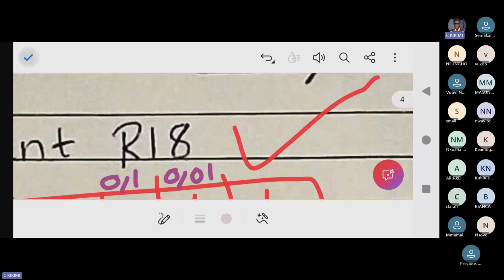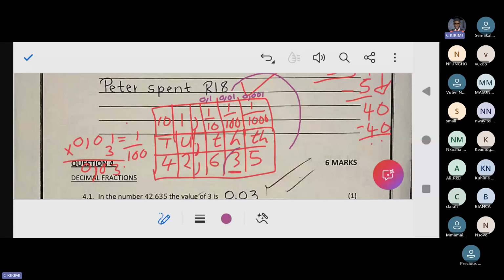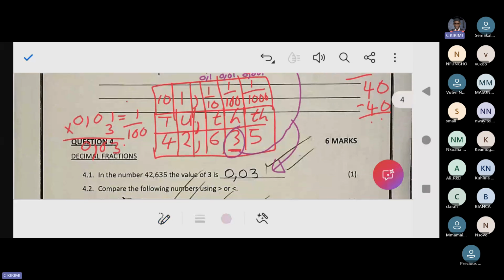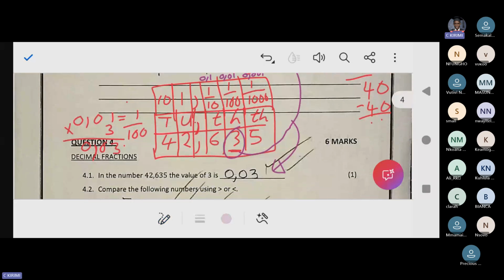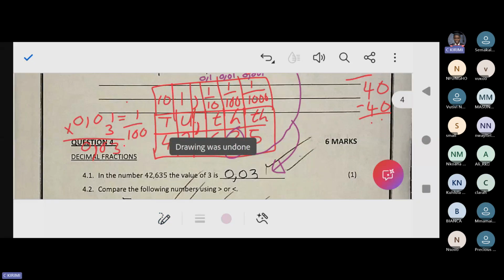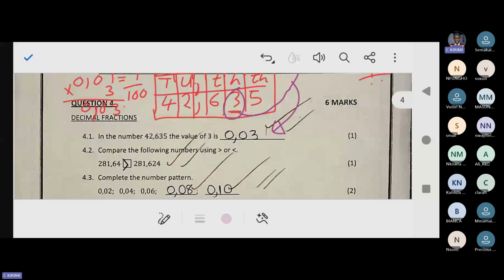So the place value times the digit which is there. So in our case here, you don't want the place value, you want the value. So you multiply that 0,01 times this digit which is here. Then that's why we are getting 0,03. So if it was the value for the 4, you take the place value, it's a 10. So 10 times 4, the value of the 4 becomes 40. So you must take note of the place value table when you're answering those questions.